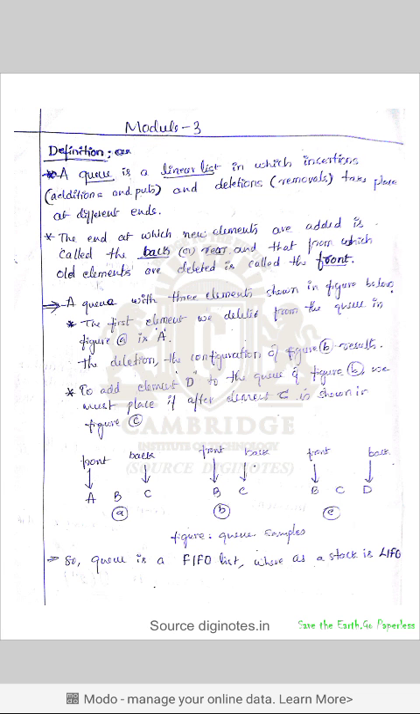The end at which new elements are added is called the rear end or back end. The end from which the element is deleted is called the front end. You can see in the example below, we have three elements A, B, C. A is at the front end, C is at the back end. In the sense, the back end is the insertion end, and the front end is the deletion end.